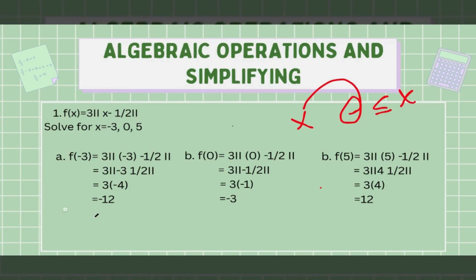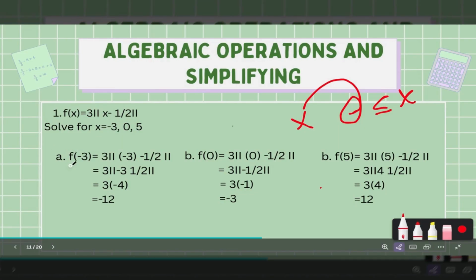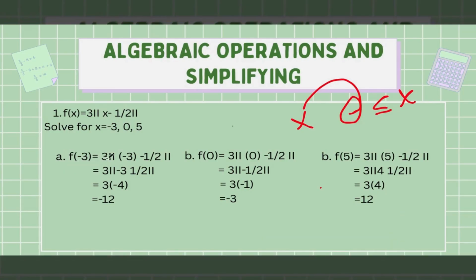We are looking at a only. F of negative 3 is 3 times greatest integer of negative 3 minus 1 over 2. We add these up and we have negative 3.5. So now one may assume that we are going to be rounding to negative 3. But we must remember that negative 3 is actually greater than negative 3.5. So we will actually be rounding to negative 4. Once we have that number, we multiply by 3, then we get negative 12.